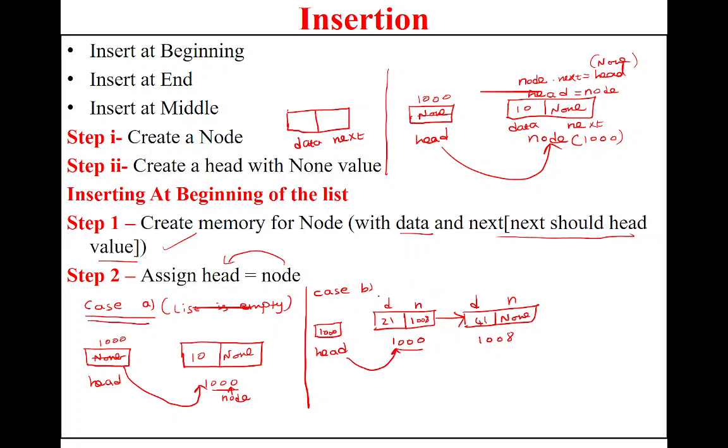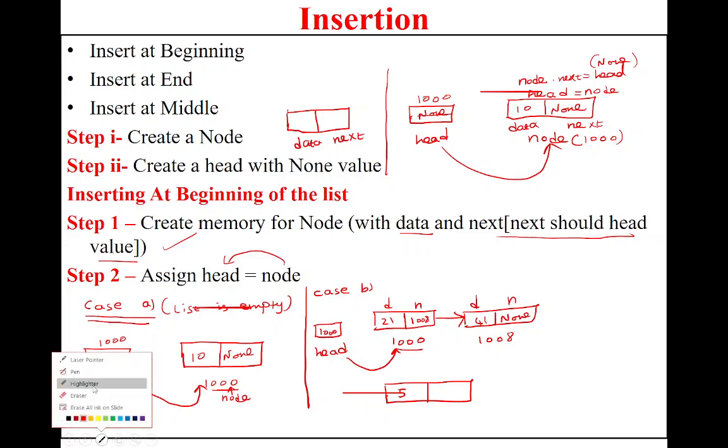Now I want to insert the node at the beginning. So what do I have to do? Follow the algorithm. Create a memory for a node. First we have to create the memory which will have the data that we get from the user. Let us assume the user is giving some value, 51.